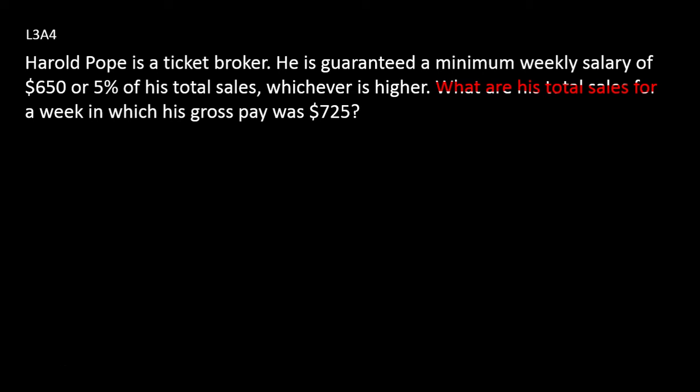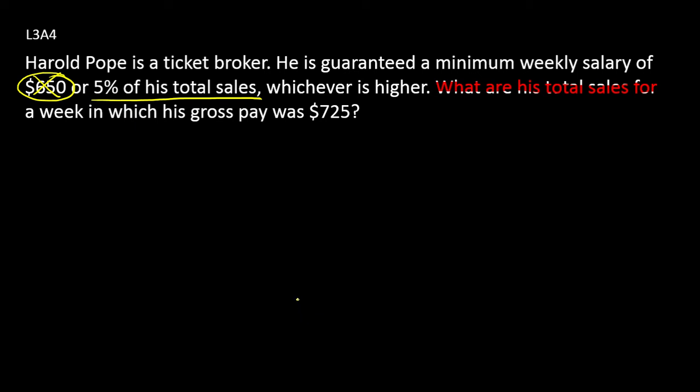All right, let's think about the information they told us. They told us that he's guaranteed a minimum weekly salary of $650 or 5% of his total sales, whichever is higher. Okay, so in this case, they've given us what are his total sales for a week in which his gross pay was $725. So we know that this $650 number is not important. We know that it's not important here.